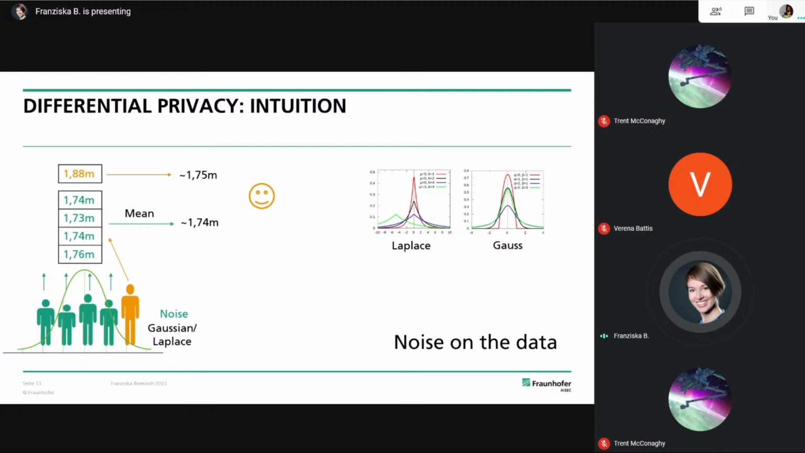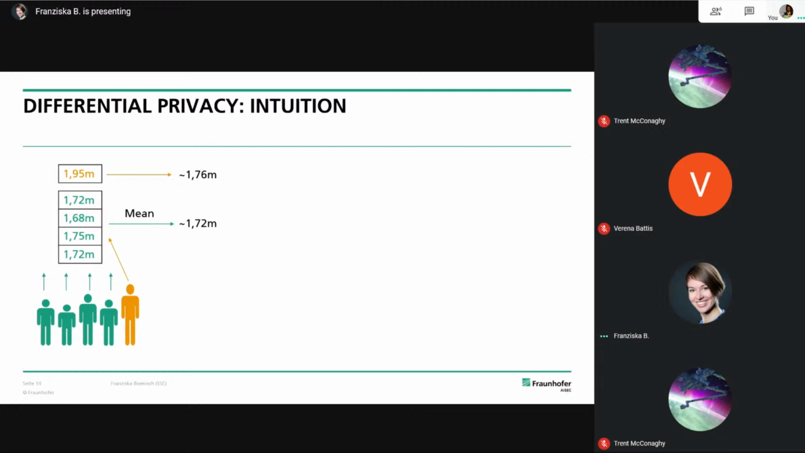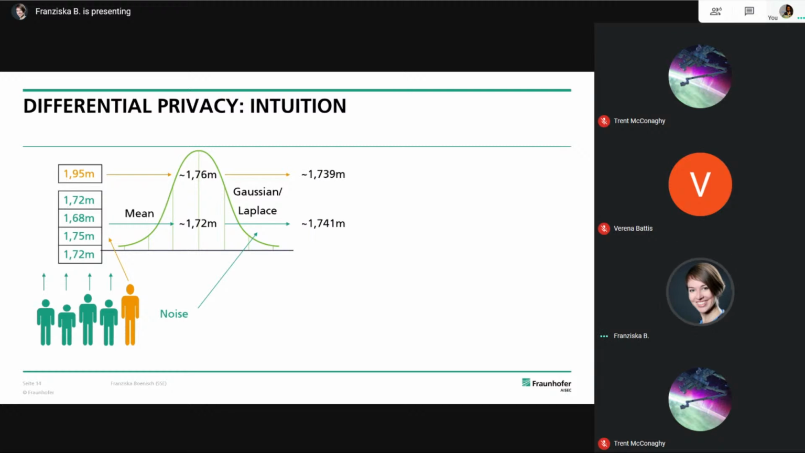As an alternative to putting noise on the data, you could also put some noise on the algorithm. Imagine you have this normal computation and then you just compute your normal mean. But then before outputting the result, you add another step to your algorithm, which is adding noise. And then you could end up with values that look like this. So also this way, the privacy of this orange person would be preserved. And this is basically also the idea of differential privacy.